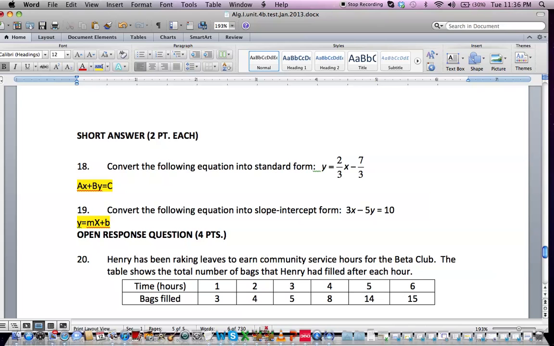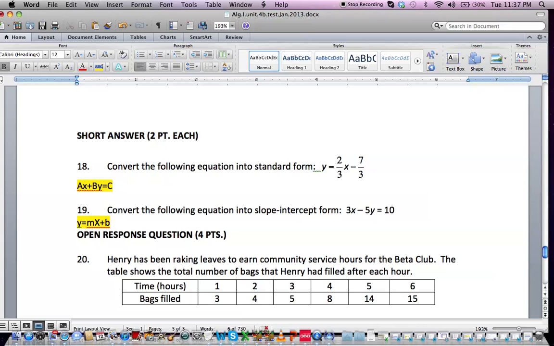So here's your form. Here's what you're doing right here. You got y equals 2/3 x minus 7/3, and we need to convert this into this form right here. Okay. Number 19. Convert the following equation into slope-intercept form. All right, so you got 3x minus 5y equals 10.